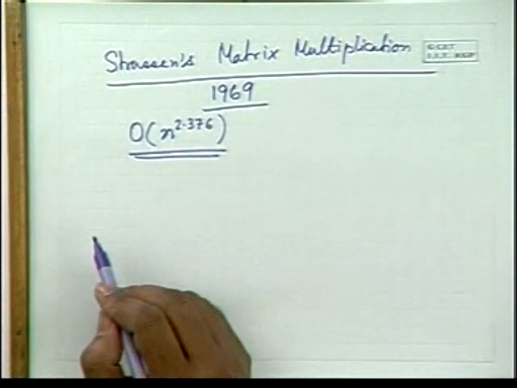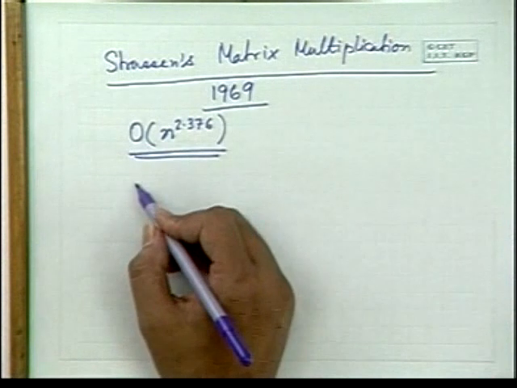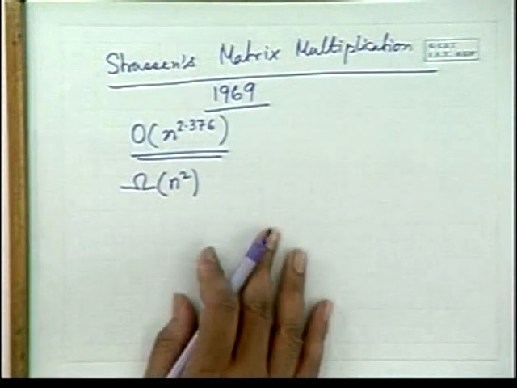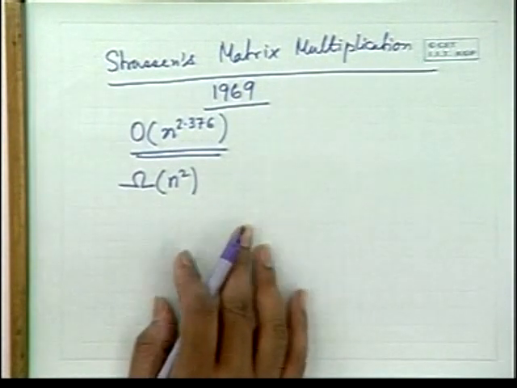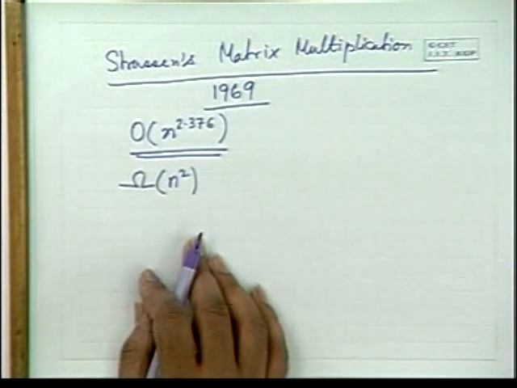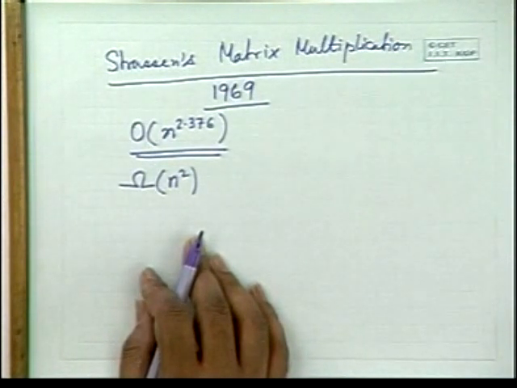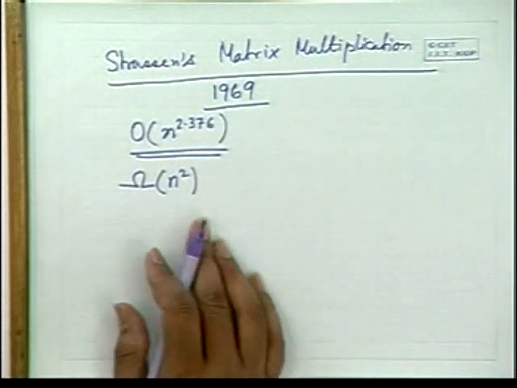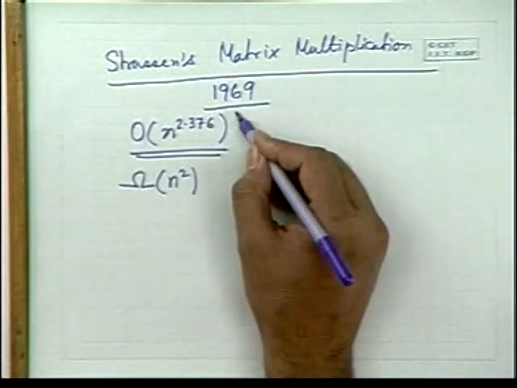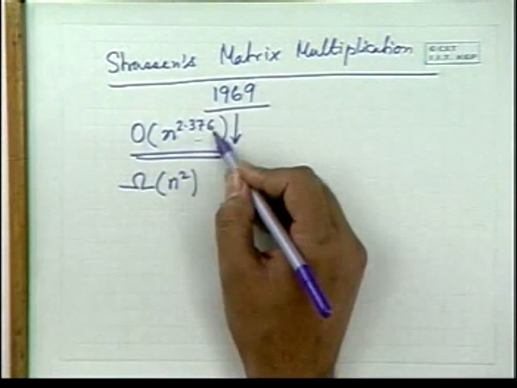But the lower bound known for matrix multiplication is only omega of n square. Nothing else is known till date. The only thing we know is that it will require at least n square time. Nobody knows whether it will require more than that. N square is obvious because we have to compute at least n square elements for the matrix C. So we cannot avoid n square computation. The lower bound is obvious, but nobody has improved it beyond this. And the upper bound is this. So this is quite close, but still there is a gap.